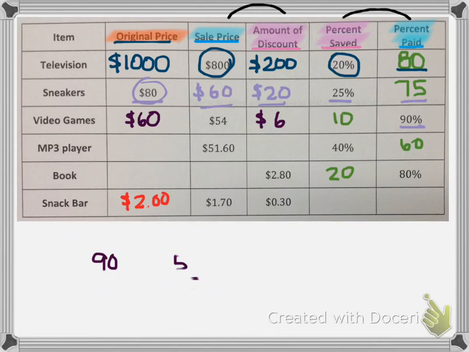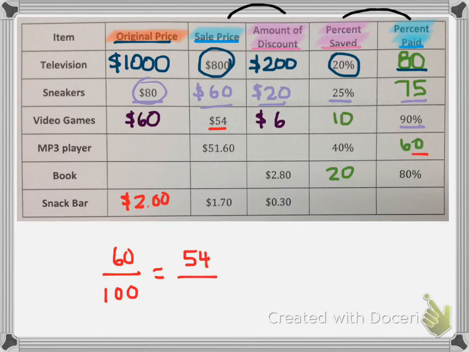All right, let's get rid of this again. Change colors, and let's try the MP3 player. The MP3 player, let's see. They gave me sales price, so I'm going to match that up with percent paid again. 60% paid. 60% means 60 per 100. And I am going to use the $54 was the sales price paid. That's a part. It's not the whole thing. So that 54 is going to go here.